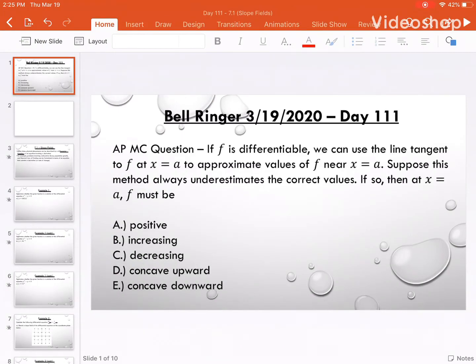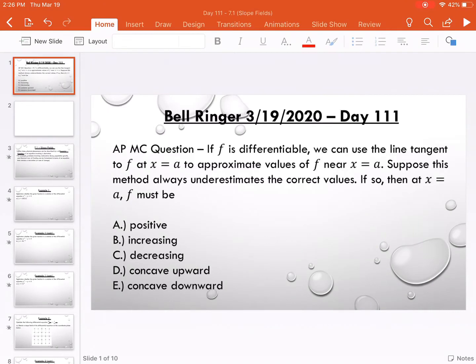Hello AP Calculus students. So this is actually the third time that I've tried to make this video. The first time my app decided to not save it. The second time I guess I just forgot to press the button. So definitely a little bit of frustration here, but hopefully this third time is the charm.